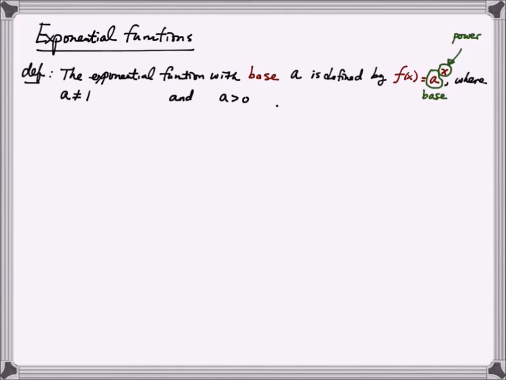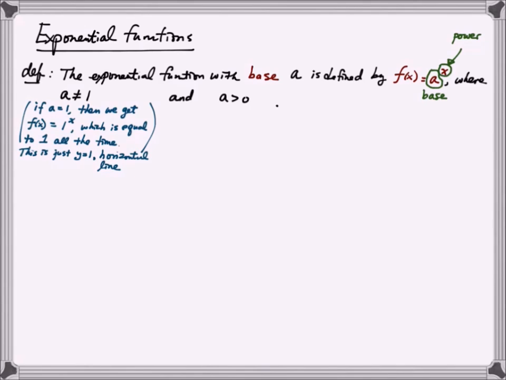The reason why we assume that the base is not equal to 1 is because if it is, then we get the function 1 raised to the x, where as we vary the value of x, we simply get 1 back each time. In this situation, it's not called an exponential function, it's called a constant function, and that is a horizontal line.